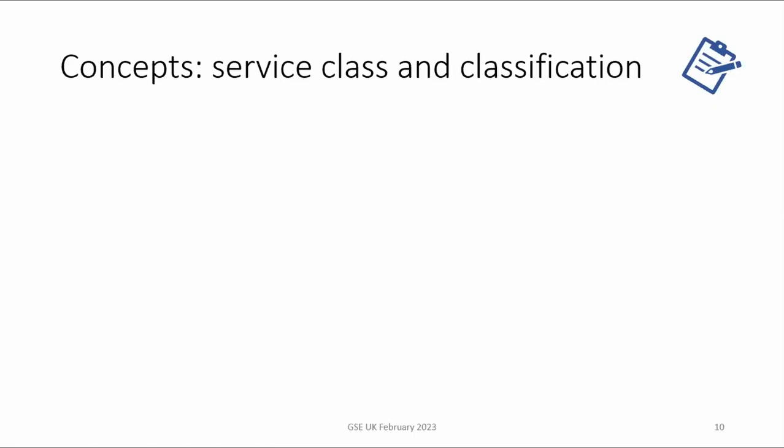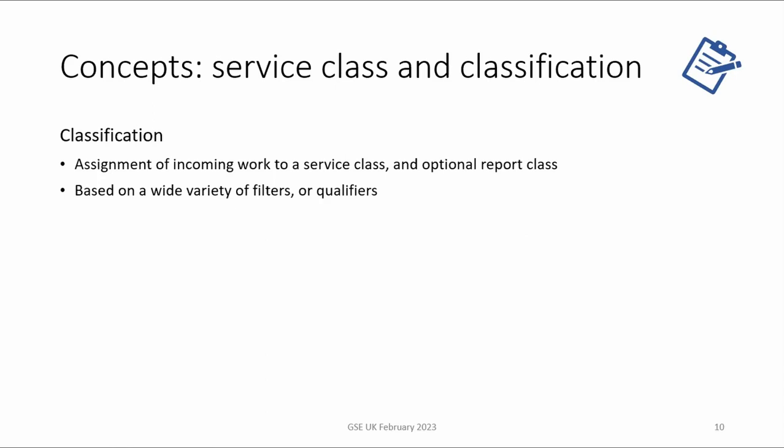Okay, so let's look at the concept of service class and classification. So classification is assigning the incoming work to a service class, and then optionally, you can assign it to a report class. The classification you do is based on a wide variety of filters or qualifiers. Sometimes I call them filters, sometimes I call them qualifiers. But there are ways that WLM will see the work that's coming in and decide what it is.